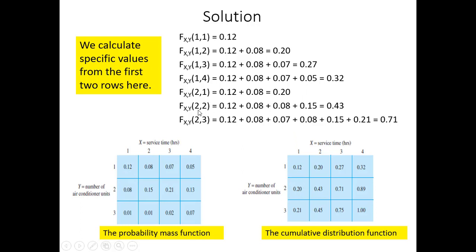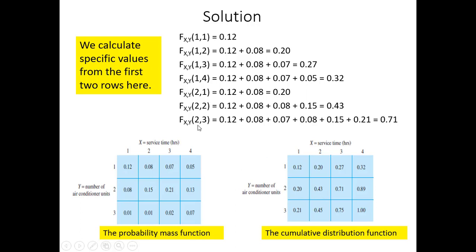All right, things get more interesting when we look at F(2,2). So now my x has to be either 1 or 2. My y has to be either 1 or 2. So we're adding up the 0.12 plus this 0.08, the 0.08 in the second row, and now the 0.15 in the second row, second column, we get 0.43.